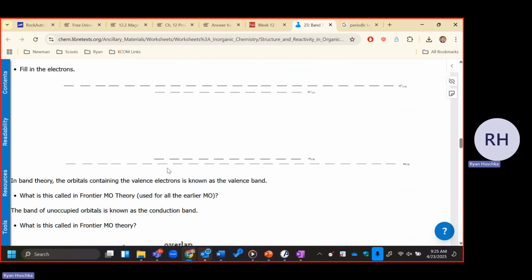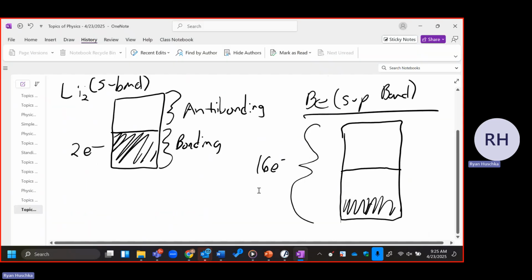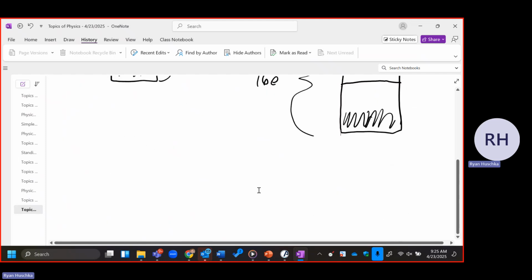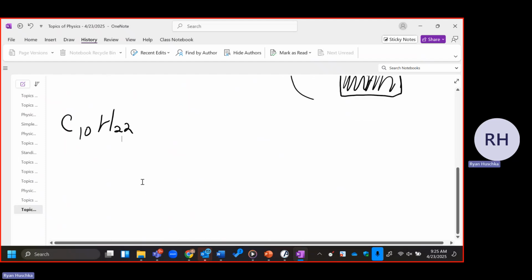Okay, and then you had a question about decane, right? If you look at decane right here, let's go over to our notes to do this one. I'm not going to redraw it because that would be a crazy number of lines. But if we just look at C10H22, how many valence electrons?